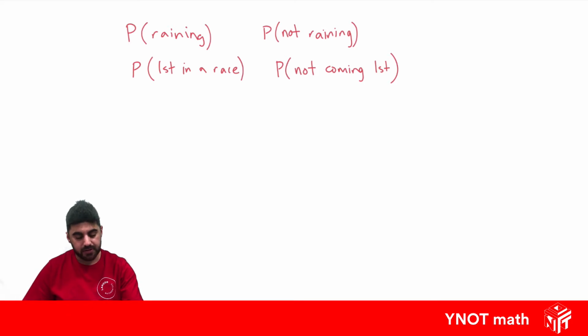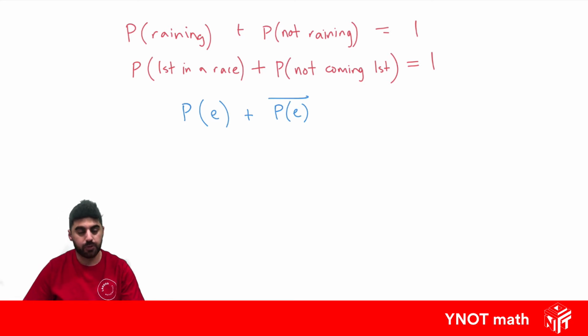If this is the case, when you go to add these probabilities together, they should equal 1 because they cover all possibilities. And we can write this a little more generically, saying if we have a probability of some event, the complementary we write with a bar on top. So that's the complementary of that event, and that equals 1.